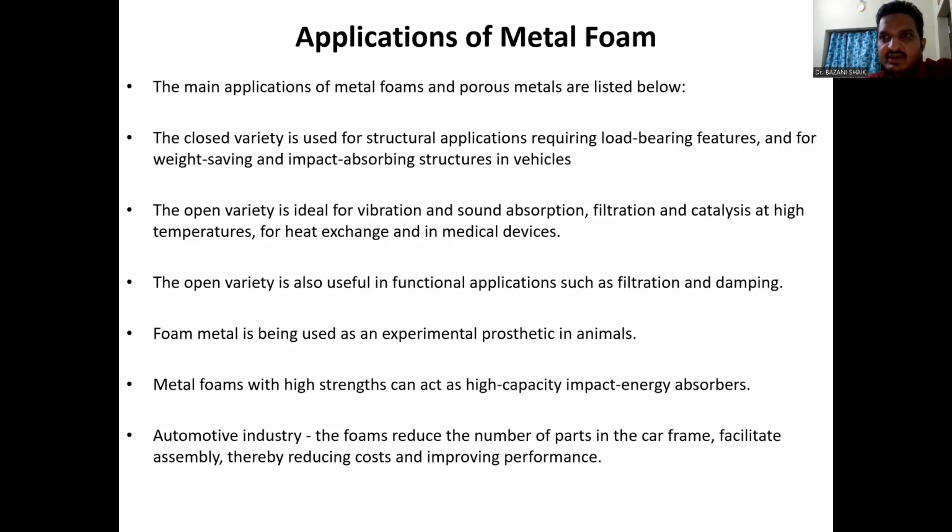Generally, these metal foams are divided into two types. Already we have seen what is closed cell and what is open cell. And the closed variety is used for applications related to load bearing features, weight saving, and impact absorbing in vehicles. And coming to another application, the open variety is ideal for vibration and sound absorption.